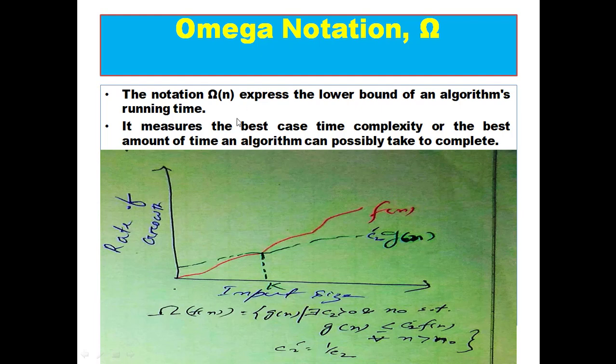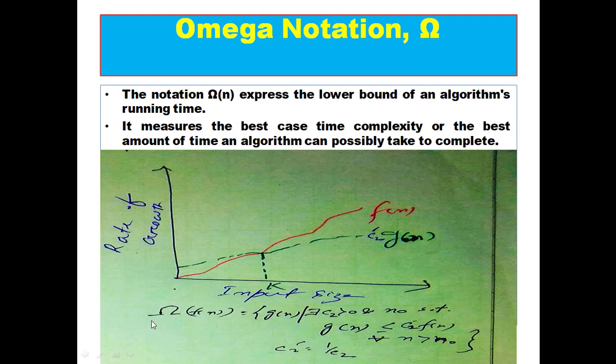See, again consider this figure. This is the rate of growth axis and this is the input size. Now this point here is the n naught. When there exists C2 greater than 0 and n naught such that Zn will always be less than Fn once it crosses that n naught point, then we will say that omega of Fn is Zn.